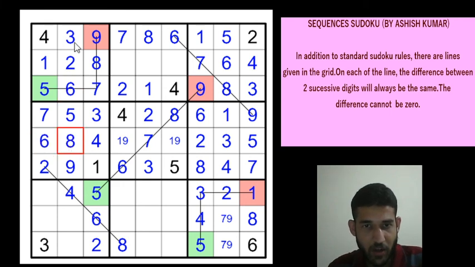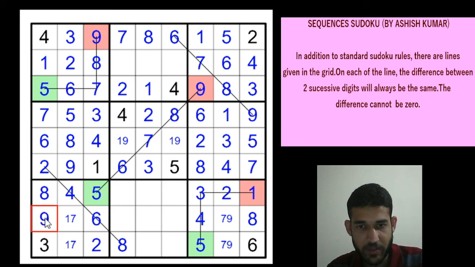Column 2 can be filled. 1 and 7 are to be filled. So this is 1, 7 and this is 1, 7, right? Now 8 and 9 have to be filled in that box. 8 is here. So 8 will be here in row 7 column 1 and 9 should be here. And that gives a 9 here, a 7 here, a 7 here, a 1 here.